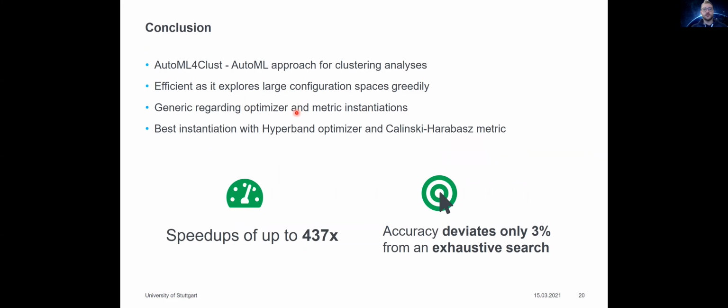So to conclude this talk, we presented our AutoML4Clust approach, which is an AutoML approach for clustering analysis. This approach is efficient as it explores large configuration spaces greedily. It also remains generic regarding optimizer and metric instantiations. However, we showed that the best results are achieved with hyperband and Calinski-Harabasz. We also presented that speedups of up to 437 times are possible, while only deviating 3% in terms of accuracy from an exhaustive search.